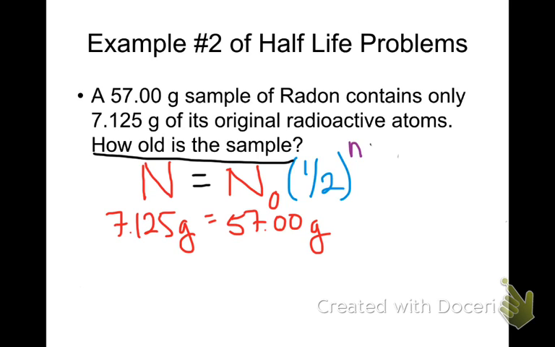So we're going to keep our 1/2. And then we're interested in knowing how many half-lives have passed, so our variable is n. What we're going to do right off the bat is divide each side, in this case by 57.